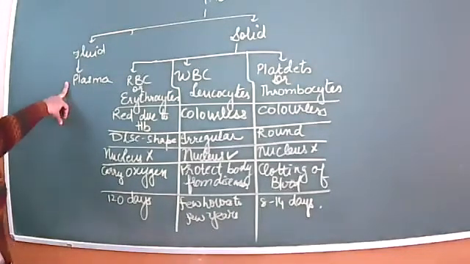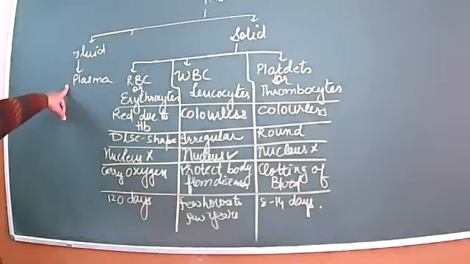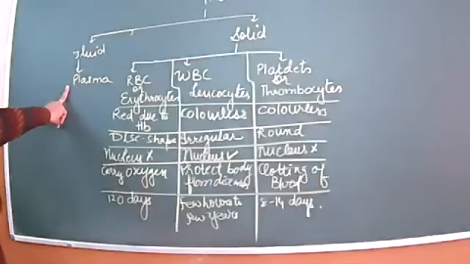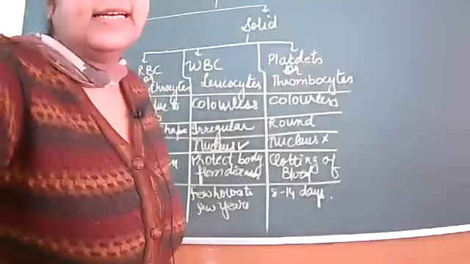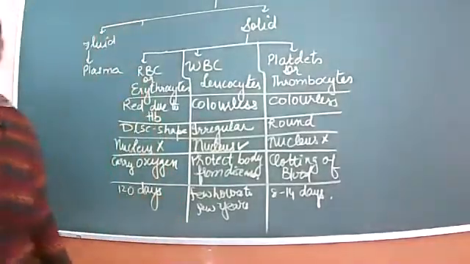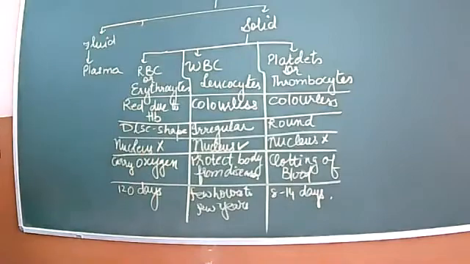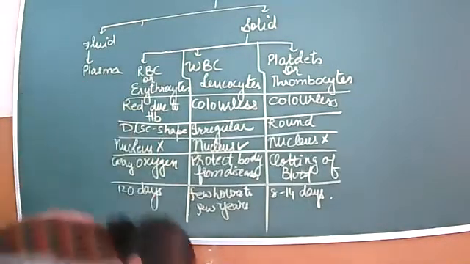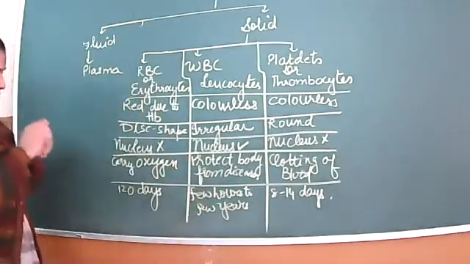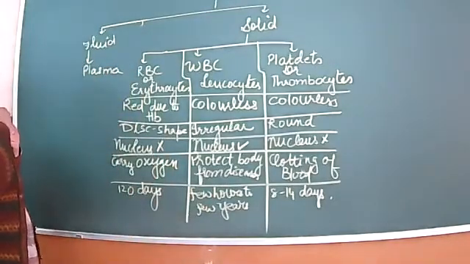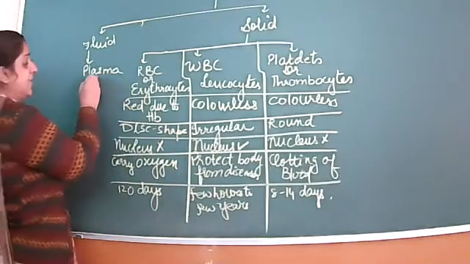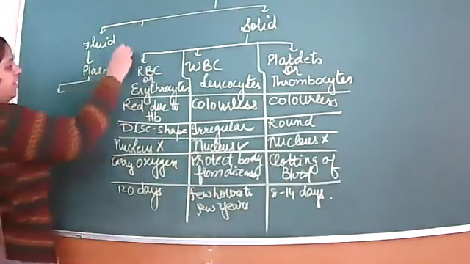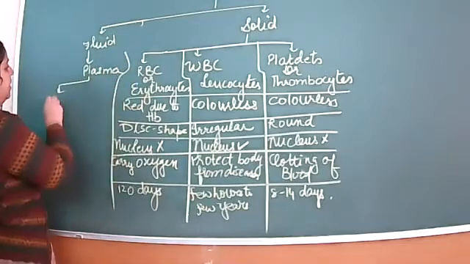Coming to plasma, बच्चे this plasma, ma'am, board is not clearly visible. बच्चे from my side it is very much clear. Coming to plasma, बच्चे plasma जो है it is yellowish in color. I hope you can understand. Plasma is yellowish in color.